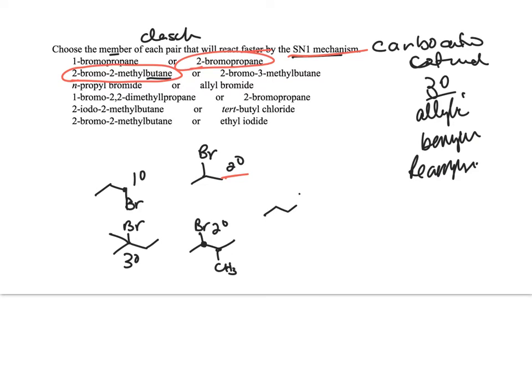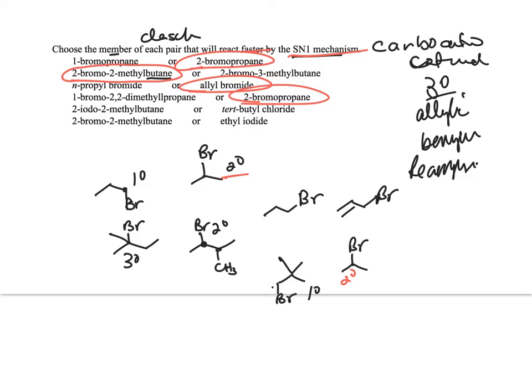Propyl bromide versus allyl bromide. Allylic bromides, they have resonance. They are stable. They are more stable. So allylic bromide. Propane, 1-bromo-2,2-dimethyl. This is a primary. Or 2-bromopropane. I would go with the secondary.